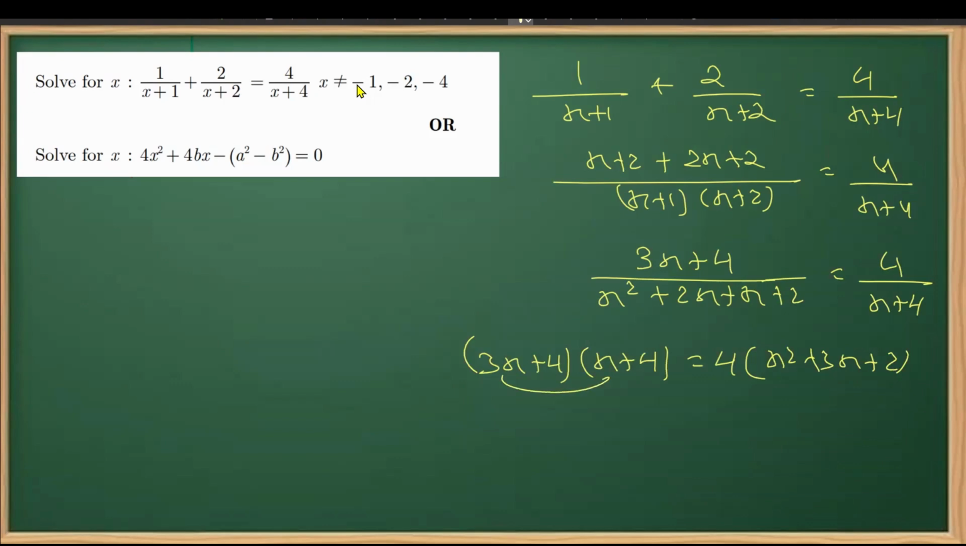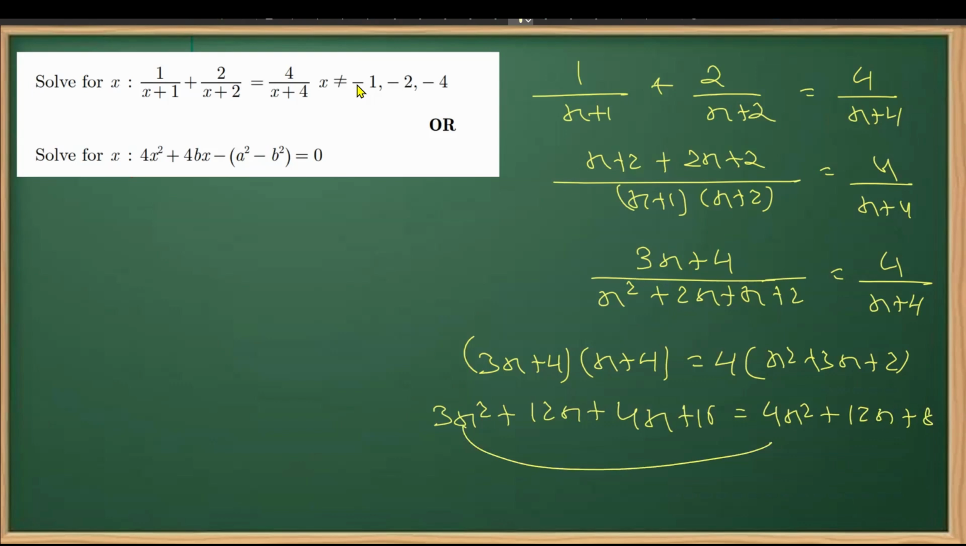Now next, 3x into x is 3x square. 3x into 4 gives 12x, right? 4 into x is 4x, and 4 into 4 is 16. Now on the right hand side, we'll open the bracket by multiplying with 4. So 4 multiplied by x is 4x square, 4 multiplied by 3 is 12x, and 4 multiplied by 2 is 8.